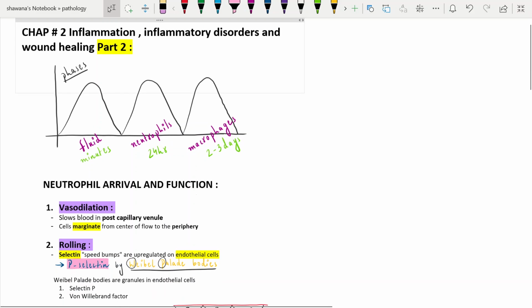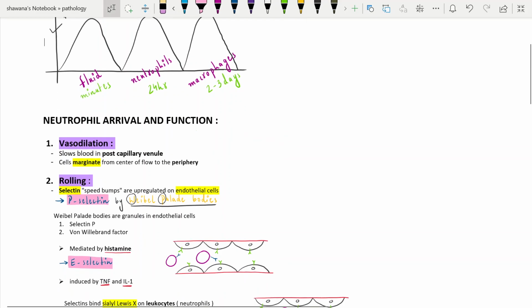So we have discussed the first phase of acute inflammation, that is the fluid or edema phase, in which the fluid starts to accumulate in the interstitial tissue. The second phase of acute inflammation is the accumulation of neutrophils, which occurs about 24 hours after the start of the inflammation, and the third is the macrophages, which occurs after 2 to 3 days.